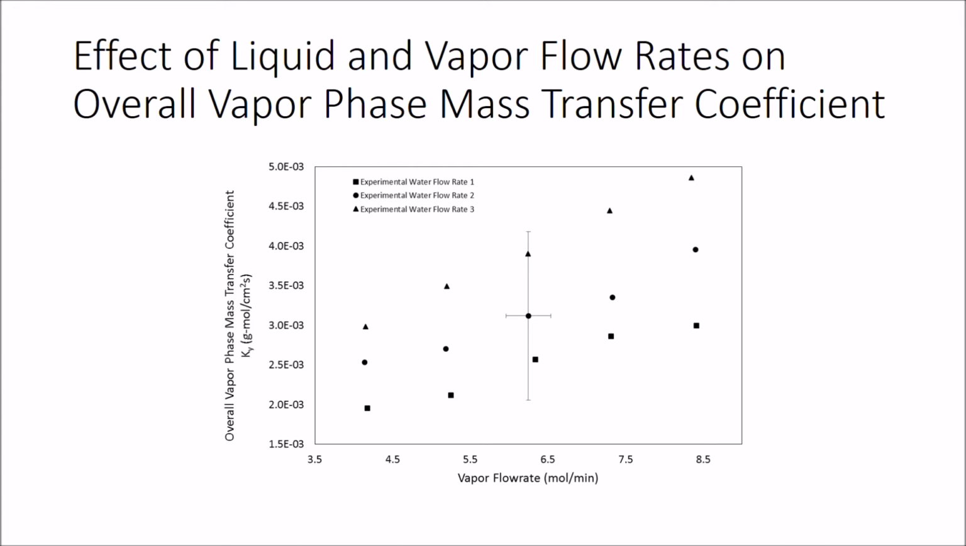Additionally, for a constant vapor flow rate, increasing the liquid flow rate caused an increase in the overall mass transfer coefficient. This trend was expected as more liquid present in the column means that more mass transfer absorption can occur. A larger mass transfer coefficient represents this increase in absorption activity.